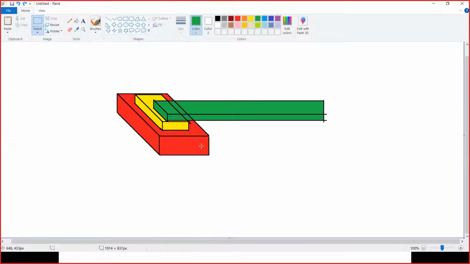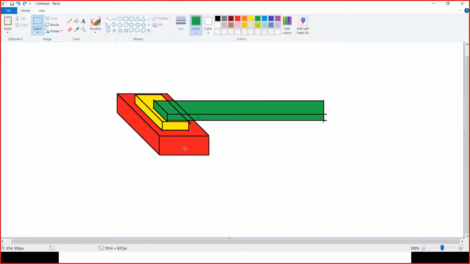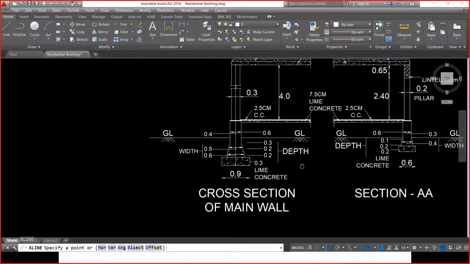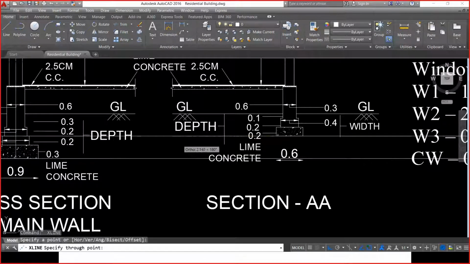This one indicated in red color is the lime concrete of the main wall, and this yellow color is indicating the first layer of footing, over which we have another layer. Let us assume we have another layer of the footing, the second footing. This is lime concrete, this is the first footing, and this is the second footing. Above it, let us assume we have another layer of second footing. Now, I'm going to draw this reference line so that we can understand where exactly the overlap is happening.